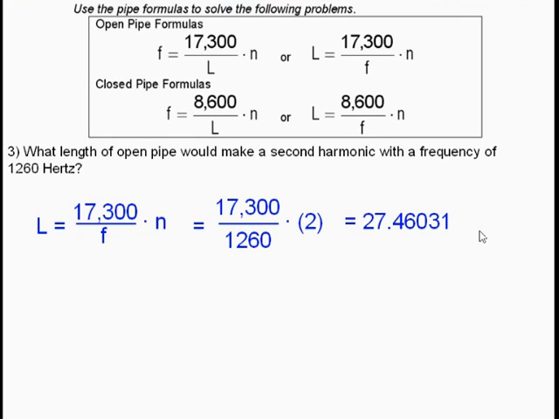Again, we have a long number on the calculator. We're going to have to round it off. This one, let's just do 3 places. So we'll go 27.5. And our lengths are measured in centimeters using the metric system.